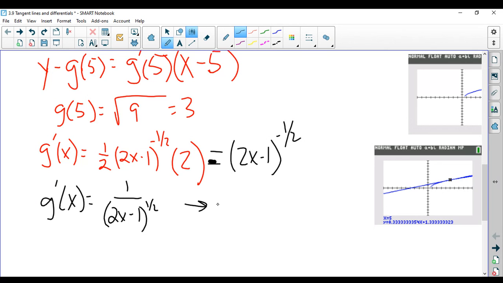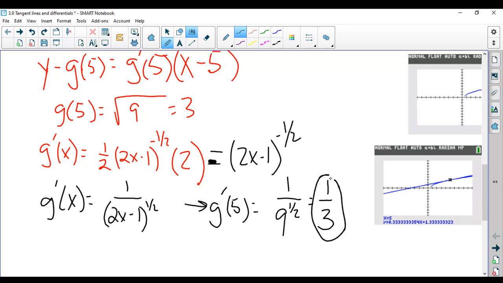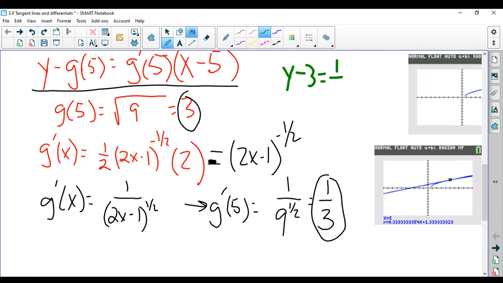So g prime of 5, which is what we're looking for, is 1 over 2 times 5 minus 1, which is 9 to the 1/2. And 9 to the 1/2 is 3. So that was g prime of 5. This was g of 5. We just plug them into this equation, and we get y minus 3 equals 1/3 times x minus 5. And we are done.